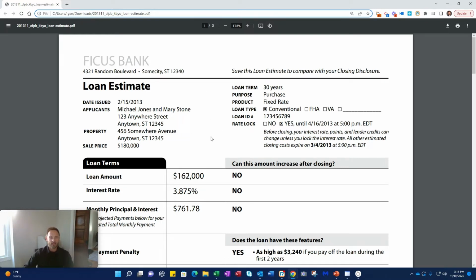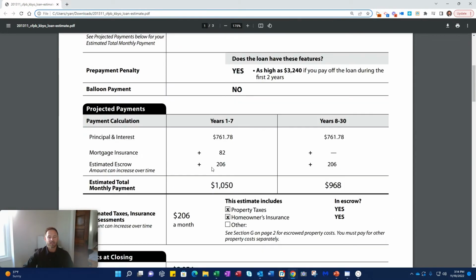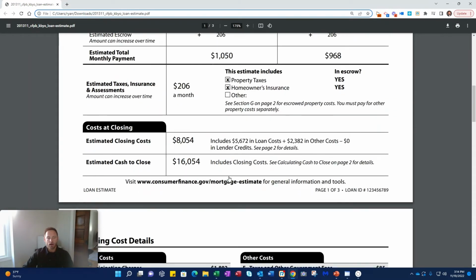So we'll be digging in. For the purpose of this video, we're talking about closing costs. So I'm not going to dig into all the details on this form. We'll go over that in another video. But we're going over closing costs specifically here. So we'll get into the itemized part on this form.